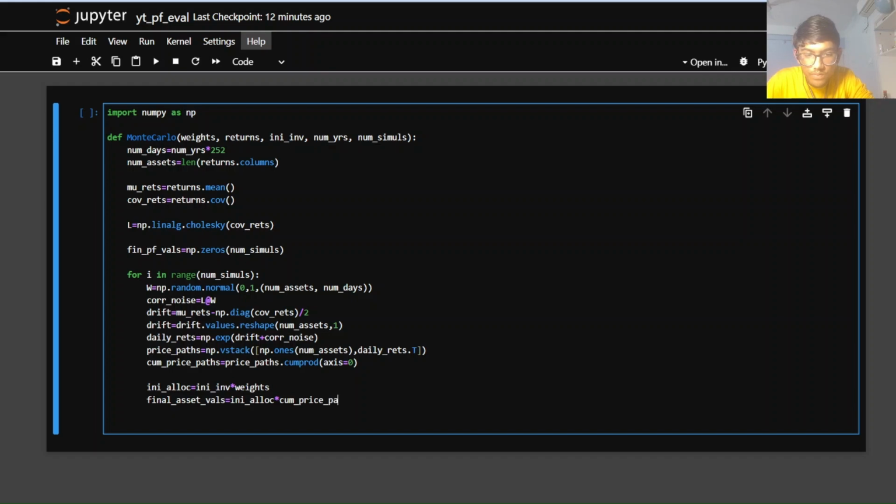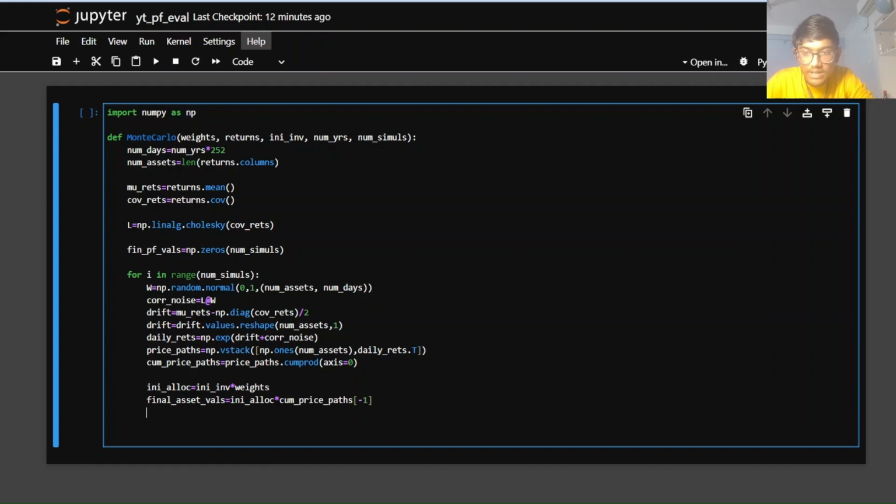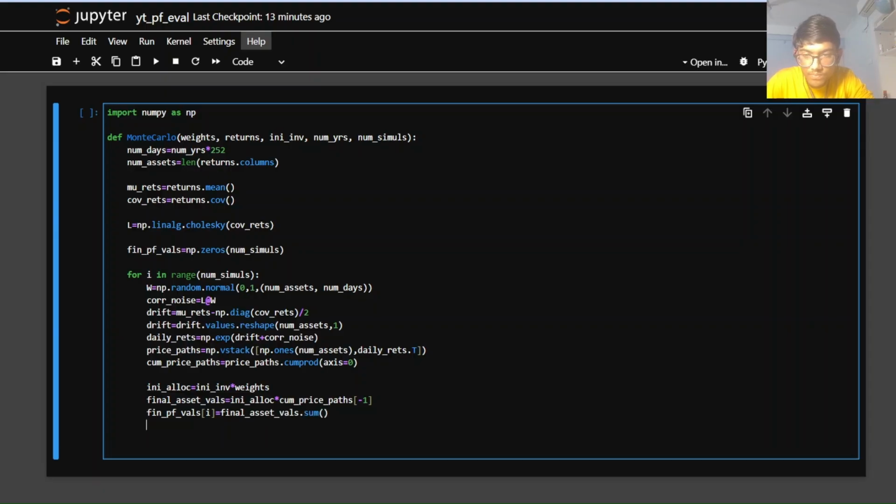So minus 1, right? And finally we need to put the sum of all of this into our final portfolio values vector. So fin pf vals would simply be the sum of final asset vals, right? And after all of this we'll just return our fin pf vals.